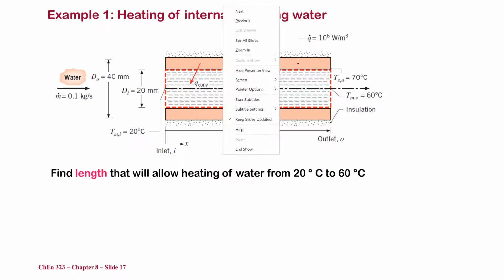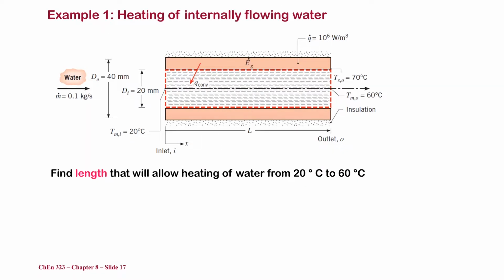This example is about using the constant heat flux condition. Let's say we have water here, flowing at 0.1 kilogram per second. And we have energy generation on the wall, generating at 10 to the 6 watt per meter cube. And it's insulated at the very top.